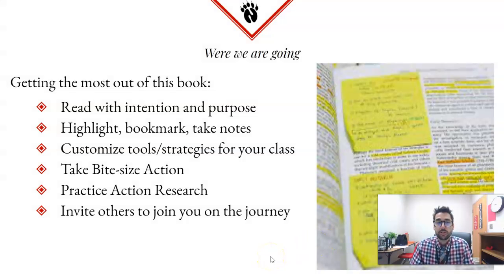So what do we want to do with this book? If you want to get the most out of the book, you want to read with intention and purpose. So think about, what is it about our North characteristics? What is it about your specific classroom? Bedazzle that book however you want, whether it's Post-its, highlights, dog ears, what have you, taking notes in a separate notebook or Google Doc, customizing tools and strategies when we get there for your classroom and your pedagogy style, and then taking bite-sized actions, okay? Small steps, baby steps, if you will.